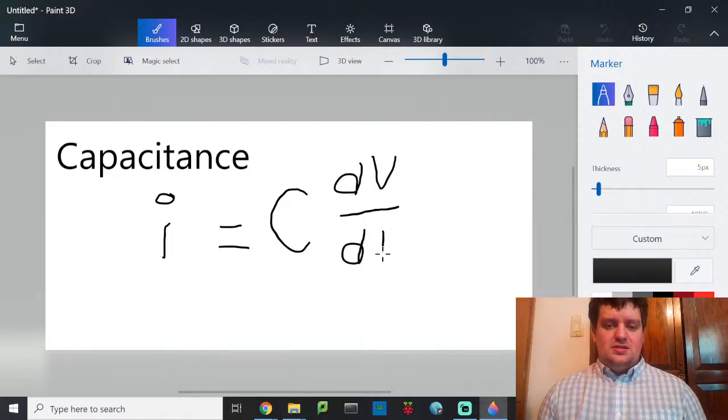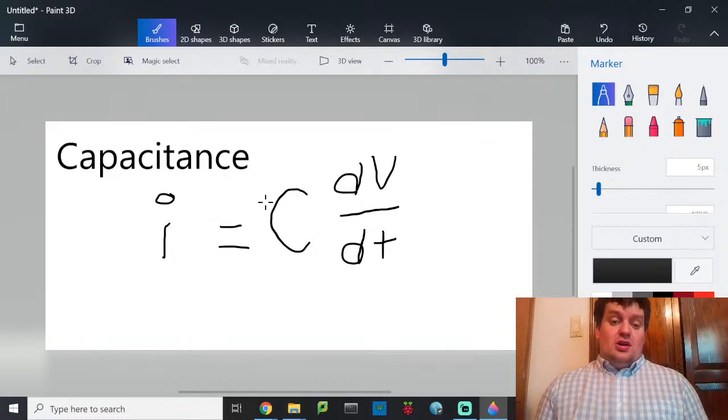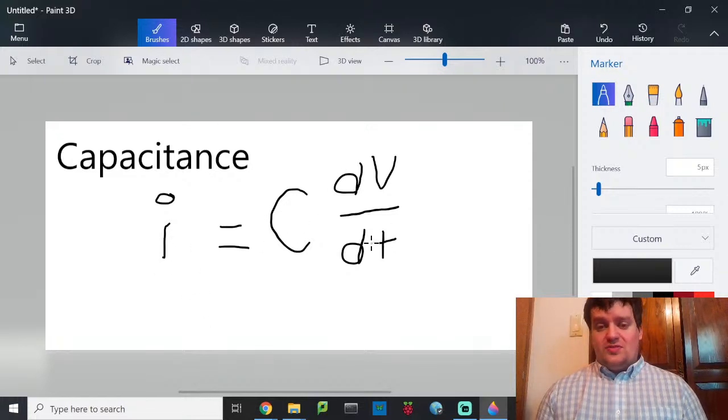dt. Now, this is also the relationship between voltage and current. In Ohm's law, the relationship was V equals IR, where voltage is a linear relationship with current. Here, this is actually a derivative relationship. If you integrate current, you get voltage. If you take the derivative of voltage, you get current. You have to multiply it by this constant C. C here is given in farads.